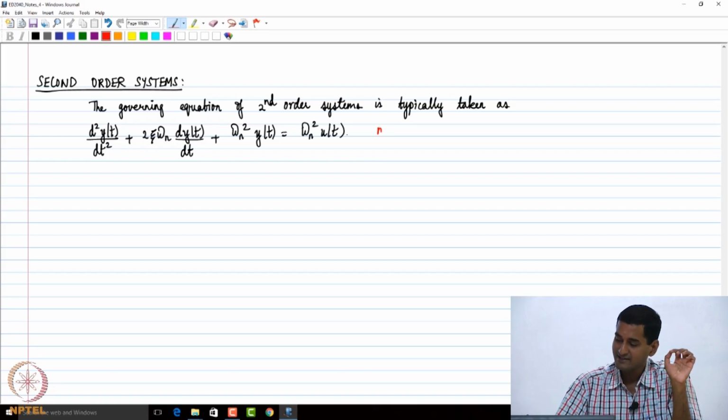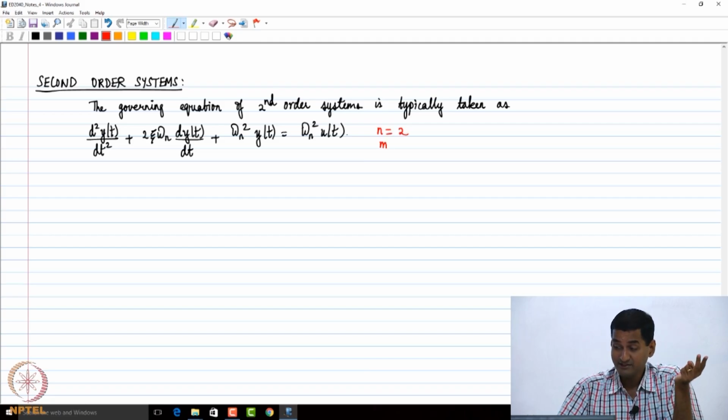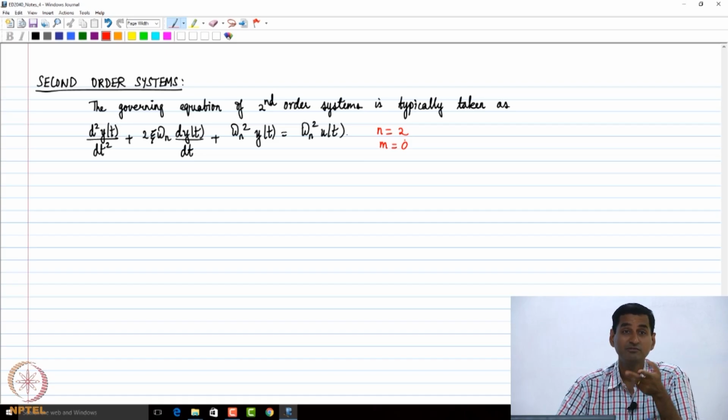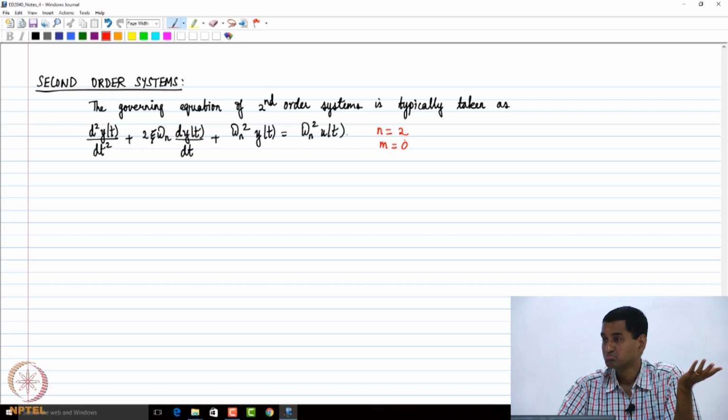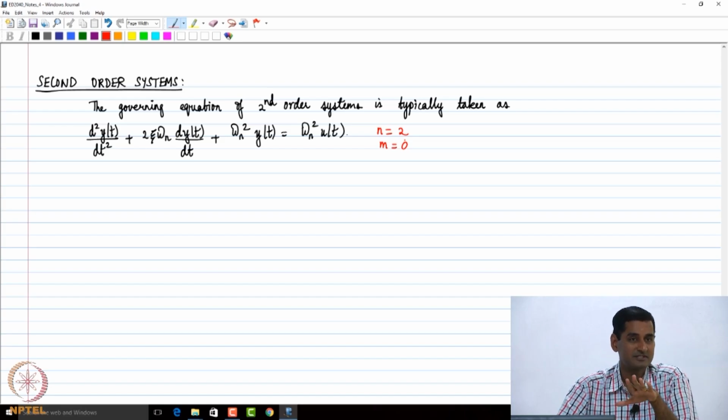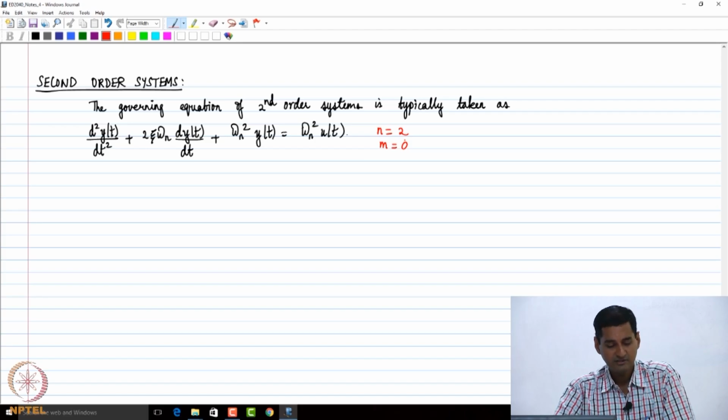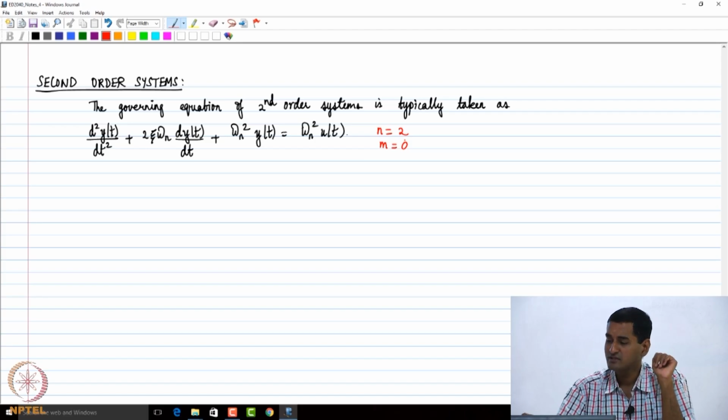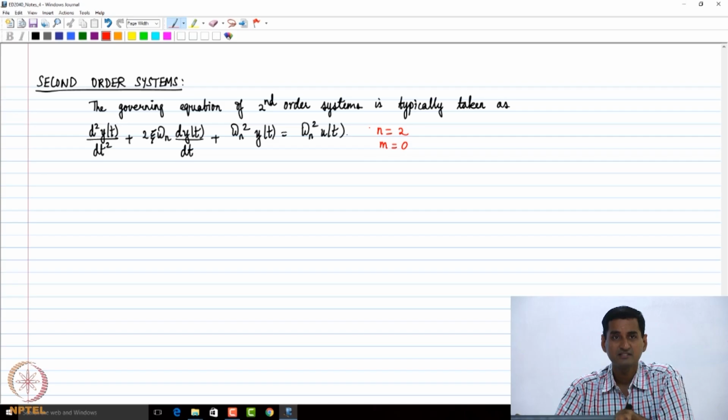So immediately you can see that n is equal to 2, right? So m for this particular case happens to be 0. You can also have m to be 1. You can also have a derivative of u on the right hand side, can happen. But as I told you, we would take it to be of this particular structure. And we'll see what happens when we have m to be 1, that is, when we have a derivative term on the right hand side, what really happens to the system's response. That's something which we look at as we go along. So we can see that immediately.